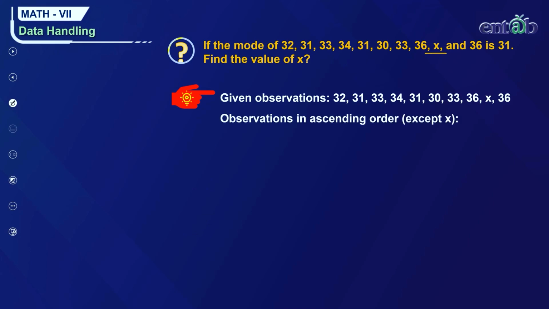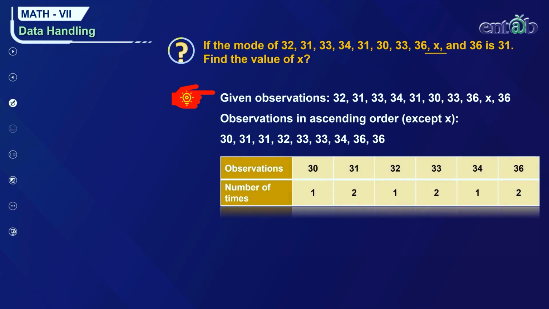Let's arrange the given observations except x in ascending order, because to find median, mode, range, we have to arrange the observations in order, right? So when we arrange them, we get this data. Now to know which observation is occurring how many times, let's organize it in a table.